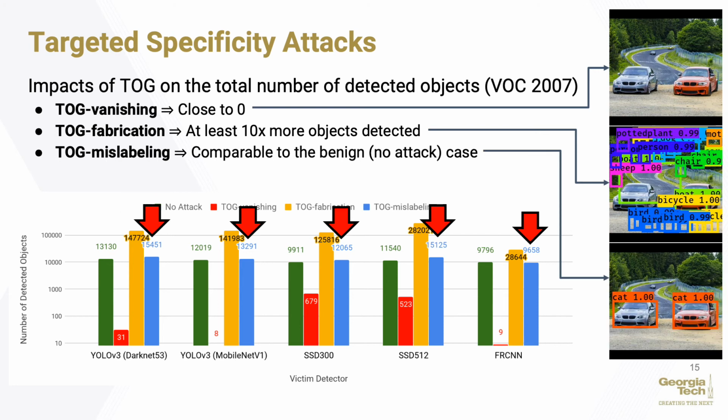Interestingly, the mislabeling attack does not have a significant impact on the number of detected objects, and this is a desired property from an adversary perspective because the goal is to fool the victim to mislabel existing objects while not introducing additional ones or making any object vanish.